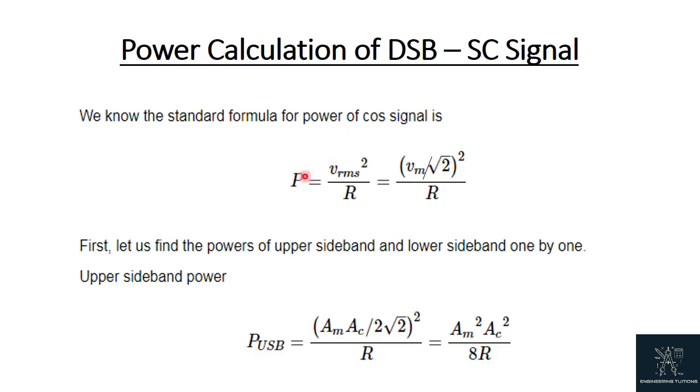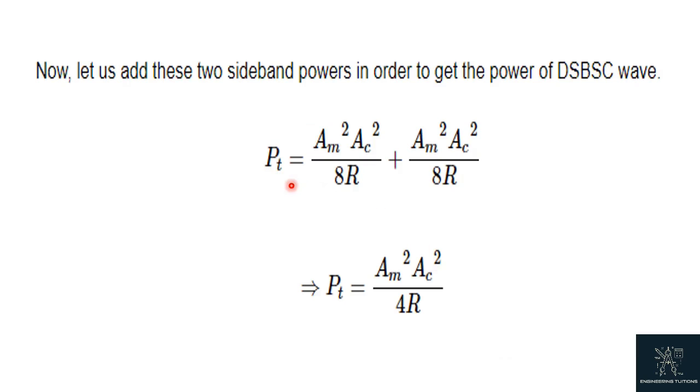We know the standard formula for power of a cosine signal is Vrms² / R, and we know that Vrms = Vm / √2. So putting Vrms = Vm / √2, we get P = (Vm / √2)² / R. So we get the upper sideband power as PUSB = Am² Ac² / 8R. Similarly, the lower sideband power is the same as the upper sideband power. Now let us add these two sideband powers to get the power of the DSB-SC wave. After adding, we get PT = Am² Ac² / 4R.